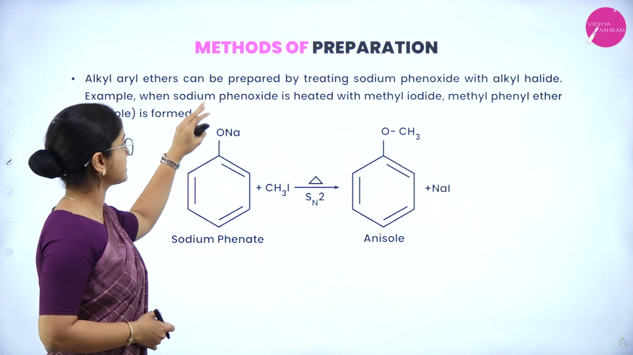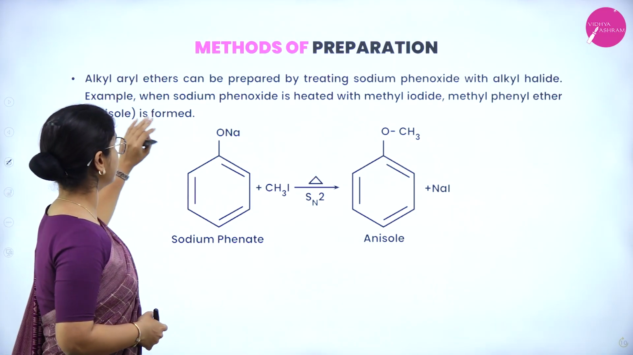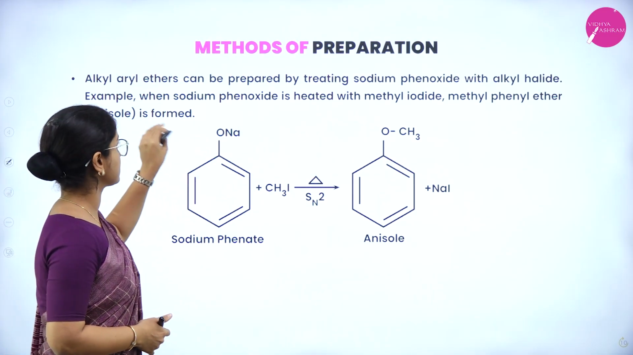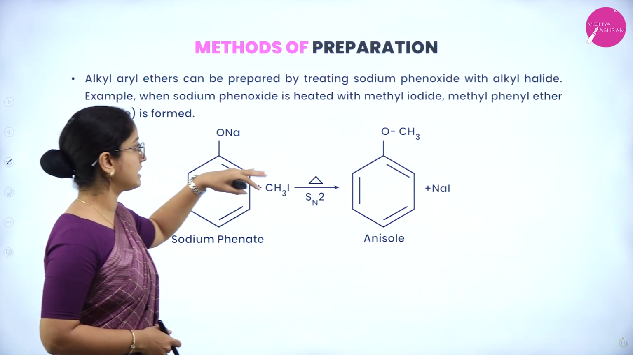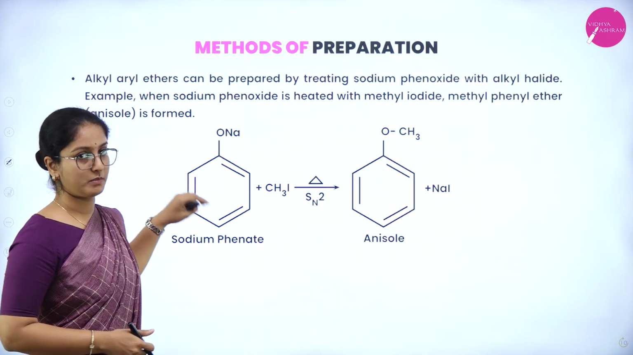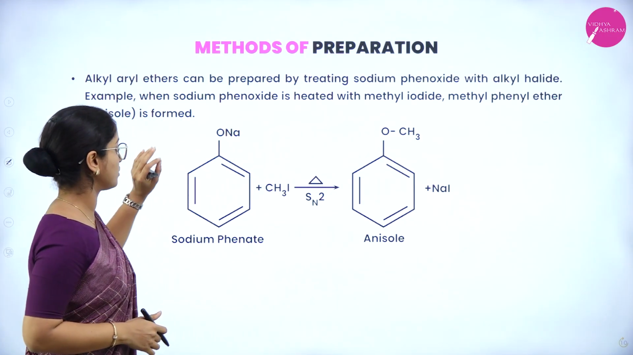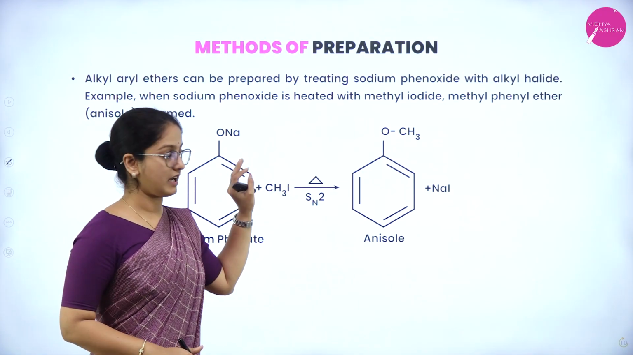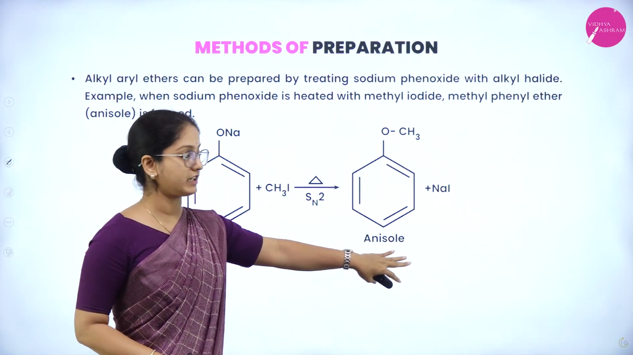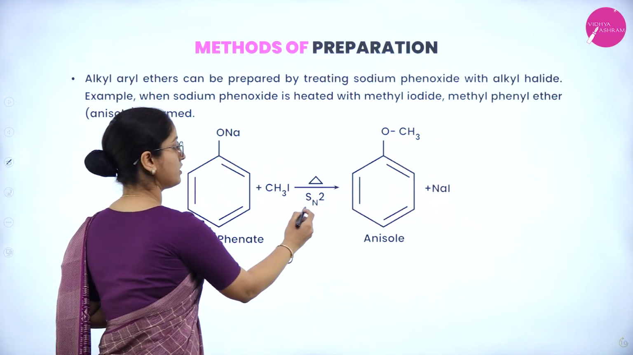Alkyl aryl ethers can be prepared by treating sodium phenoxide with alkyl halide. Let us see with the example: when sodium phenoxide is heated with methyl iodide, methyl phenyl ether is formed. Methyl phenyl ether is nothing but anisole. So here is sodium phenate reacting with methyl halide to give anisole plus sodium halide under SN2 mechanism.